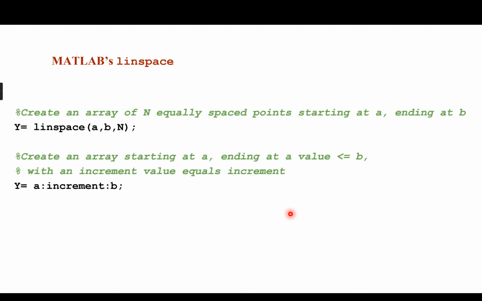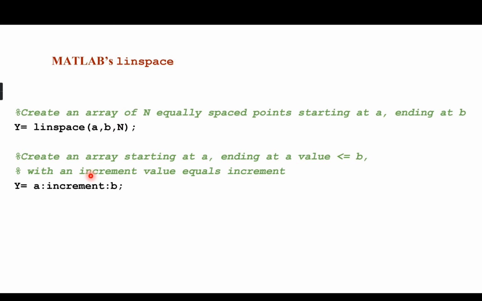The last thing we'll cover is the function Linspace. This slide summarizes the difference between Linspace and using the column notation to create an array. Basically, Linspace will create an array of n number of equally spaced points, starting at A, ending at B, and this is the number of inputs. So that's the syntax for using it.